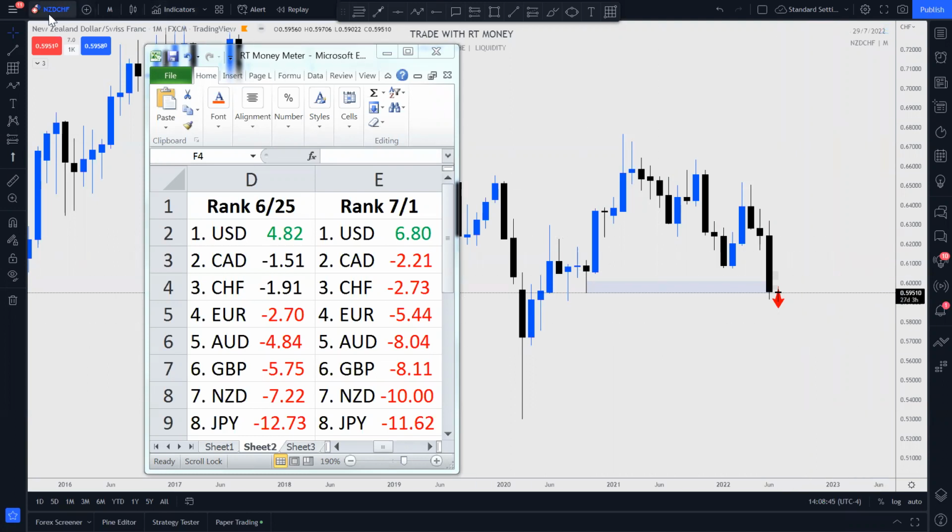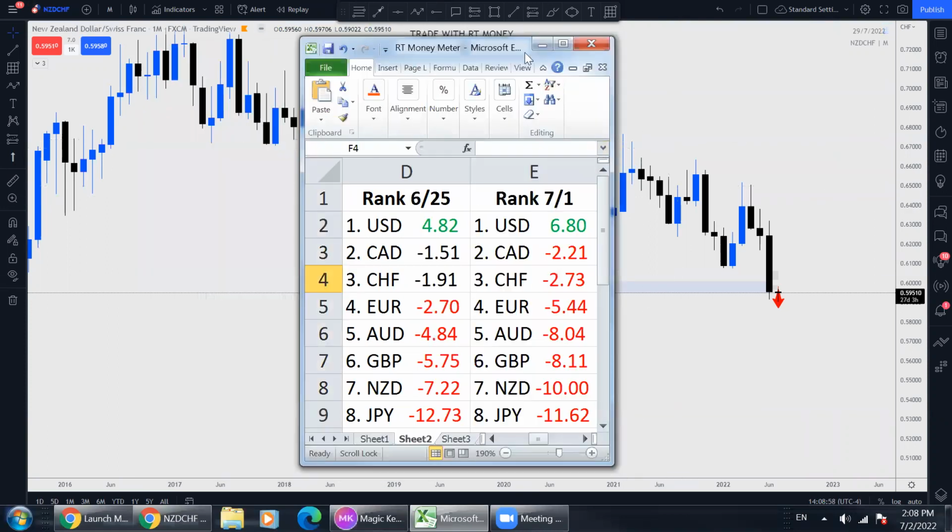Now, we're going to take a look at NZD. There are no currencies named NZD. We're looking at the New Zealand dollar against the Swiss franc. The first thing we're going to look at, of course, is the RT money meter. The RT money meter tracks the rate of change in the individual currencies from a futures perspective, the individual currency futures, over a period of 15 weeks. And we update every week.